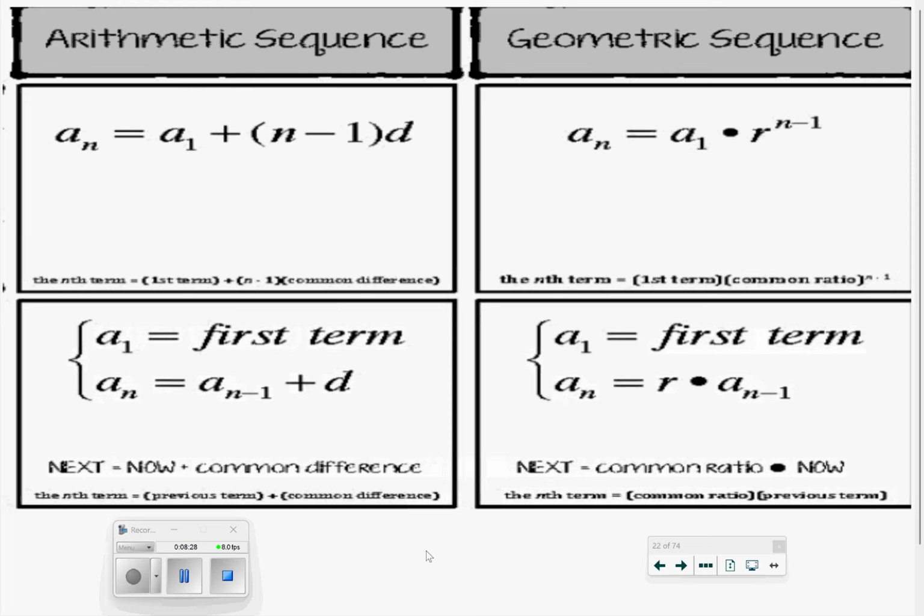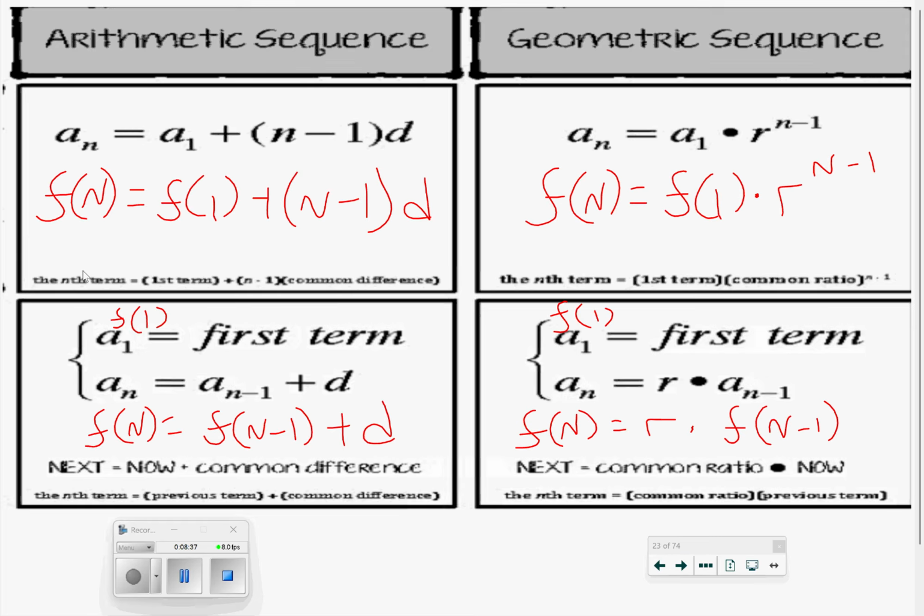Okay, now this is what it looks like on the EOC formula sheet. The notation that we use in the book was f of 1, but it's exactly the same thing. So instead of having a sub notation in these letters here, you just got f of n, but it's the exact same thing. So take a moment to write this down, because you're going to need this for the next part.